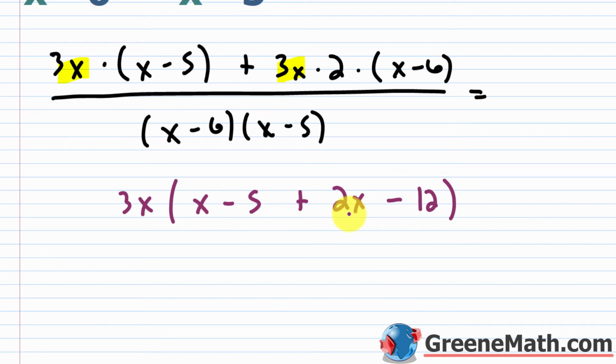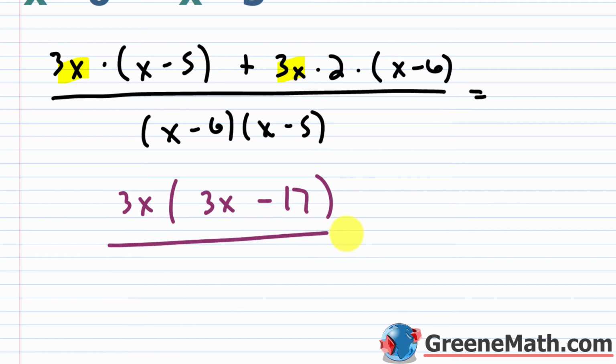I know that x plus 2x would be 3x. So let me go ahead and write this as 3x here. And then I also know that negative 5 plus negative 12 is negative 17. So let me write 3x minus 17 like this and close that down. Let me put this over our denominator, which is going to be x minus 6, this quantity, times the quantity x minus 5. So this would be my simplified answer. There's nothing else I can really do.